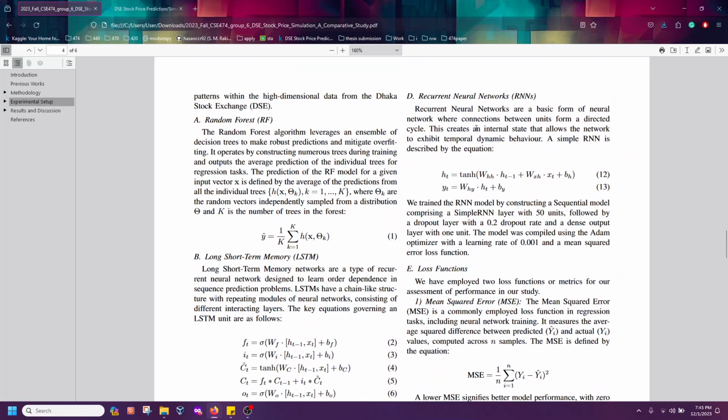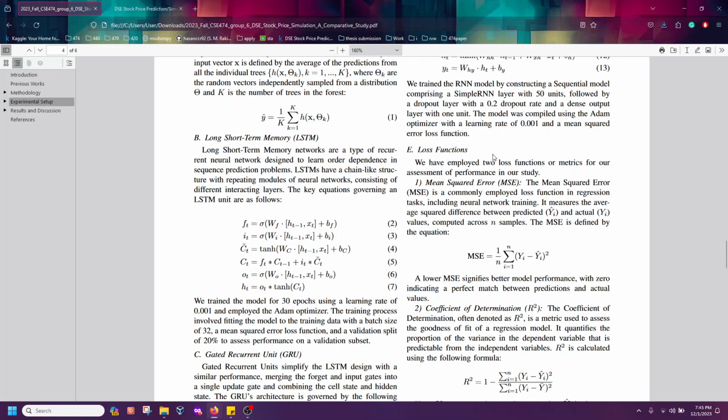Then we have used a recurrent neural network, or RNN model, which is a basic form of neural network where connections between units form a directed cycle. This creates an internal state that allows the network to exhibit temporal dynamic behavior. A simple RNN is described in this equation. We trained the RNN model by constructing a sequential model comprising a simple RNN layer with 50 units, followed by a dropout layer with 0.2 dropout rate and a dense output layer with 1 unit. The model was compiled using the Adam optimizer, as the other models were, with a learning rate of 0.001 and a mean squared error loss function.